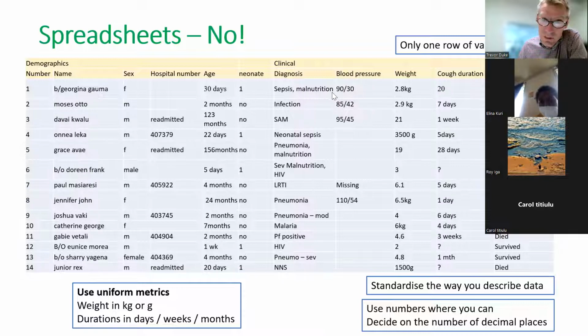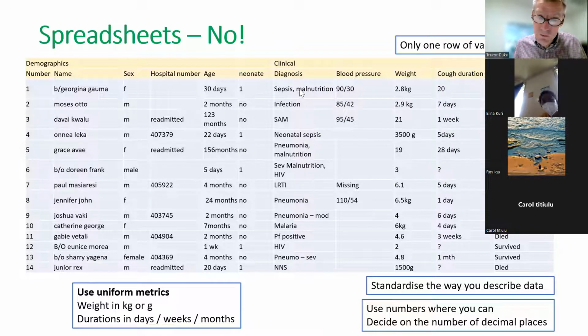Here the blood pressure has been measured and it's 90/30. Now that's okay to record it like that, but it can't be analyzed like that. So you need to separate those into systolic blood pressure 90 and diastolic blood pressure 30. Similarly for weight, they've recorded kilograms and grams. Sometimes they haven't got a metric. Duration of cough, sometimes there's no metric, 20 something or 7 days or 1 week, and sometimes a question mark. No analytical program will be able to analyze that.